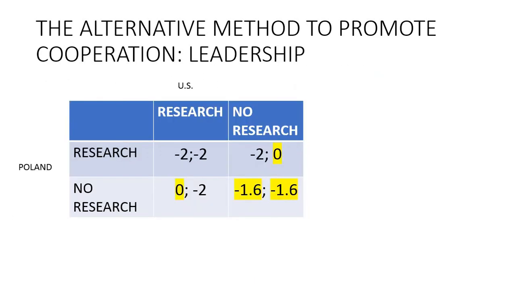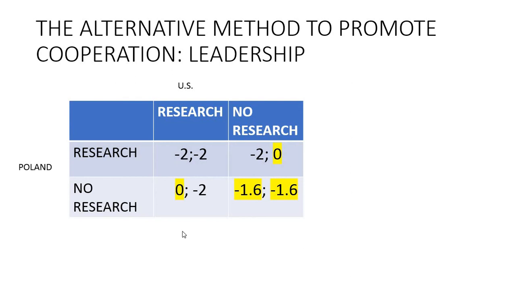And finally, the last method to promote cooperation is leadership. So in this game, assume that there is some disease, which is funny, especially taking into account all the circumstances. So there is some disease, and two countries, Poland and the United States, have to decide whether to invest in research or not to invest in research simultaneously. So if you try to solve this game, you will see that this is a classical prisoner's dilemma, where no research is a dominant strategy for both players. So we will end up here.